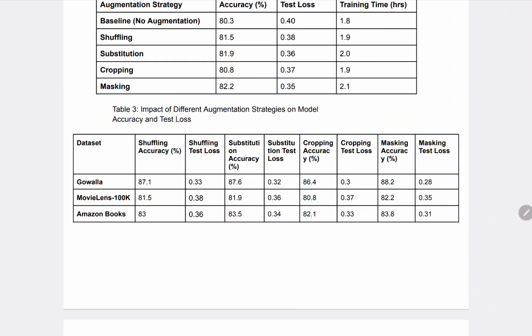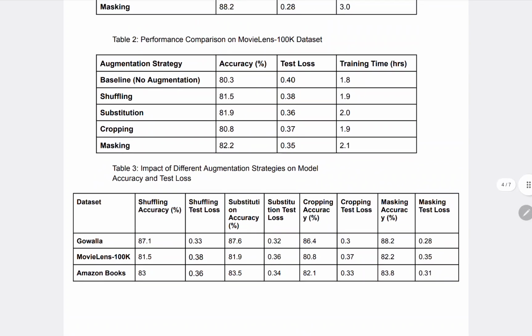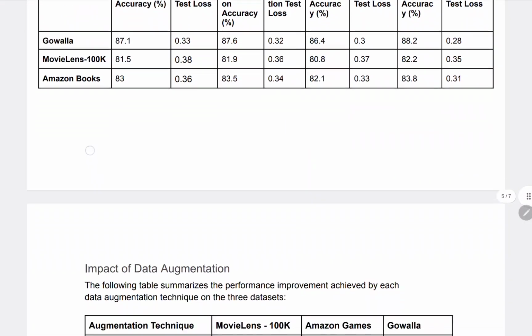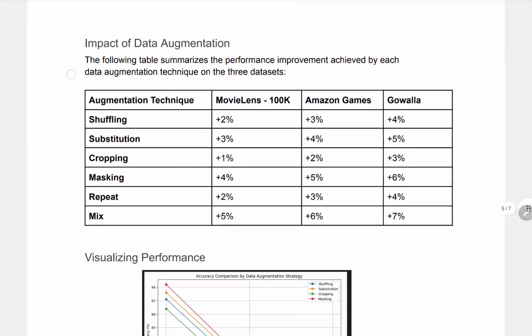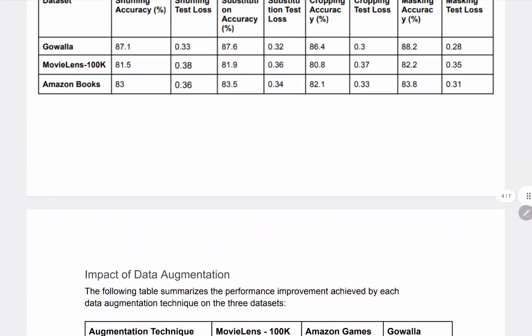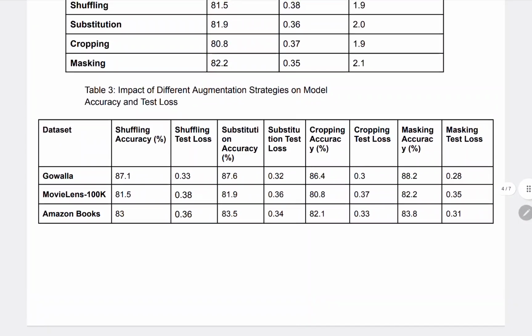patterns. Whereas in shuffling items in sequences, accuracy improved by 3 to 4% across the datasets. For instance, on MovieLens, accuracy increased from 80.3% to 81.5%, and test loss reduced slightly. This strategy enhances the model's robustness by training it on slightly altered sequences without breaking temporal dependencies.